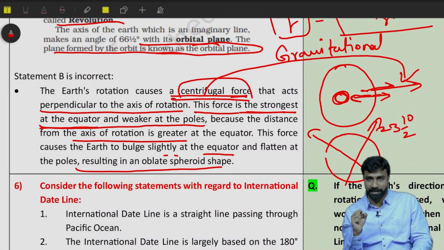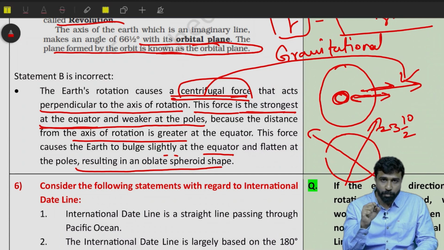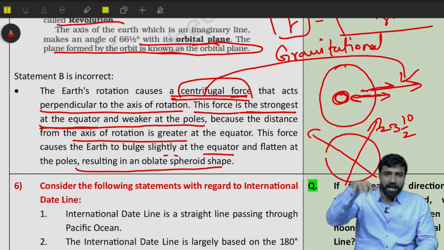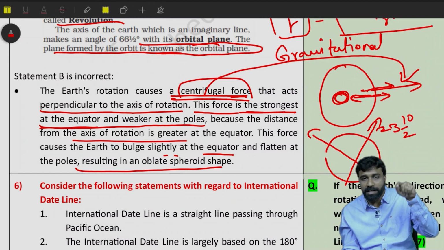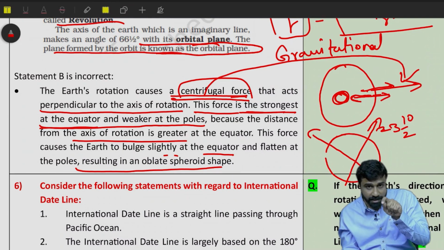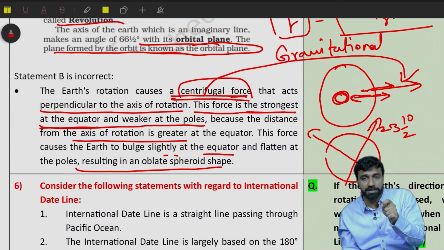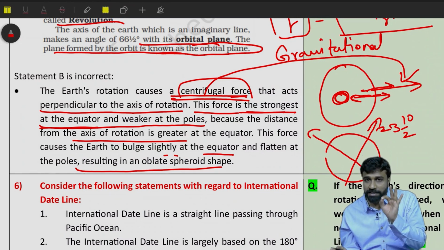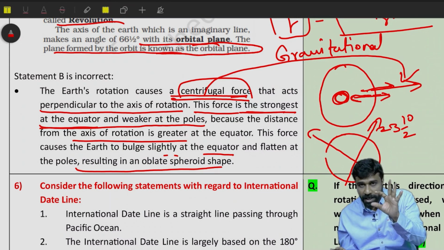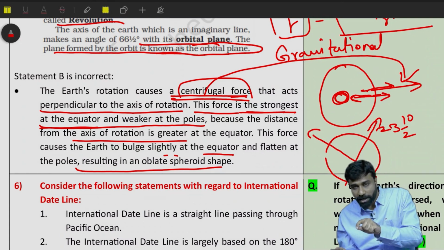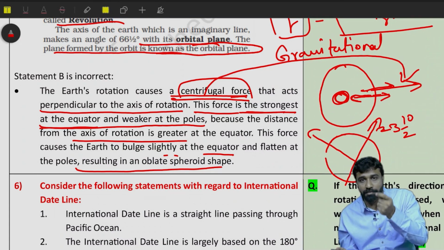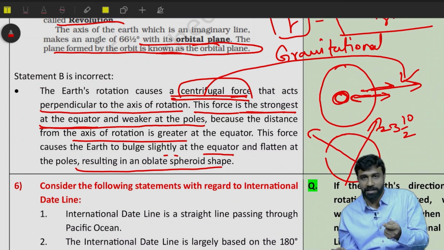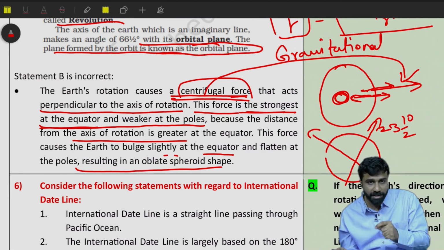This attraction towards the center of the Earth causes more gravity on a body standing at the poles, and a body at the equator experiences lower gravity because of the larger radius. The gravitational force is inversely proportional to radius, and if the radius is lower at the poles and the object is nearer to the center of the Earth, it experiences more gravity. Gravity will be higher at the poles and lower at the equator.